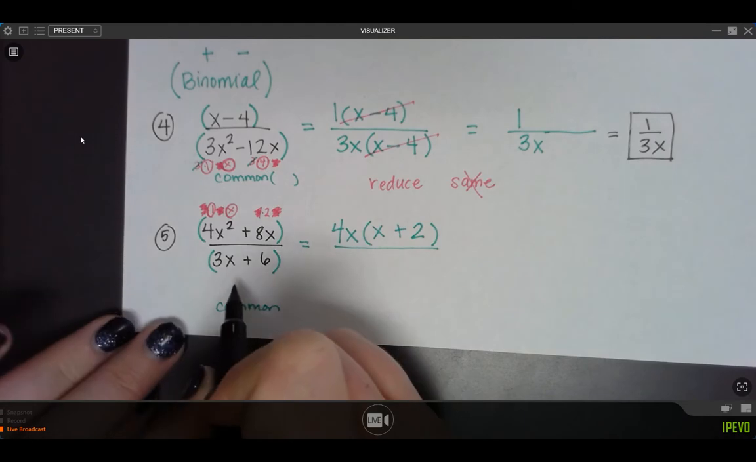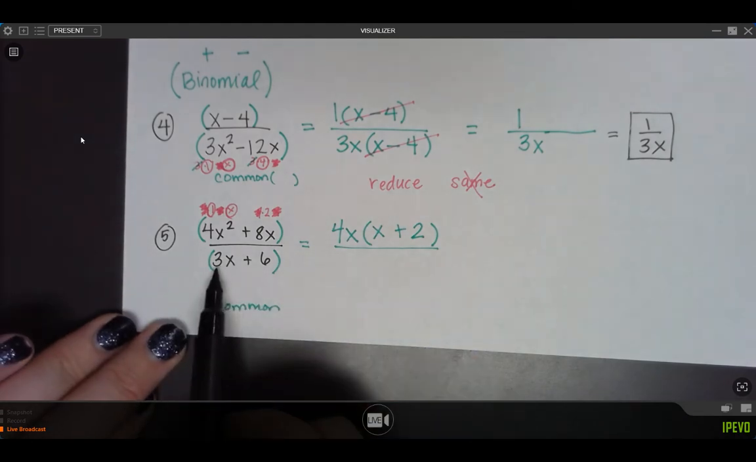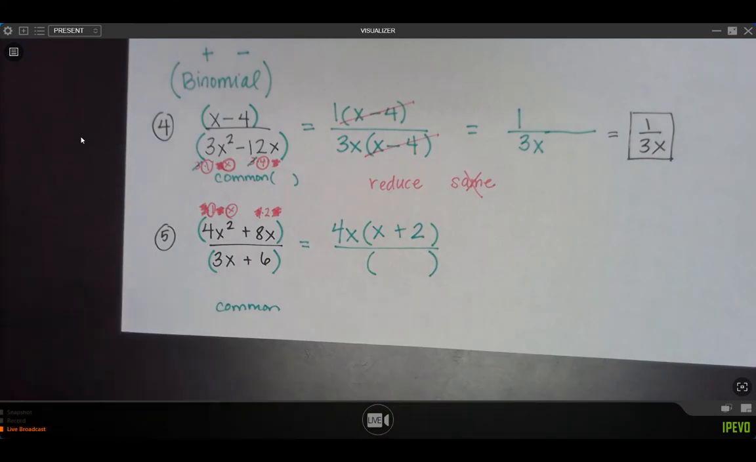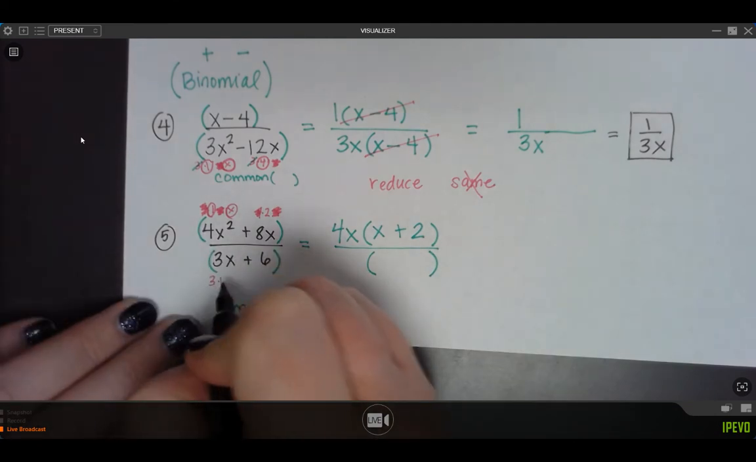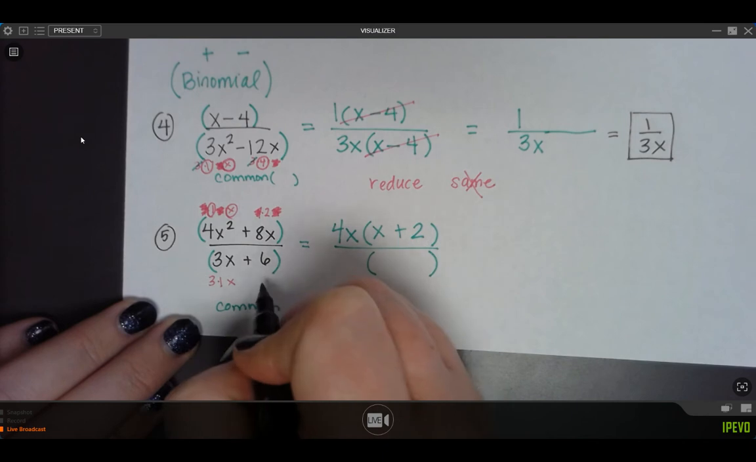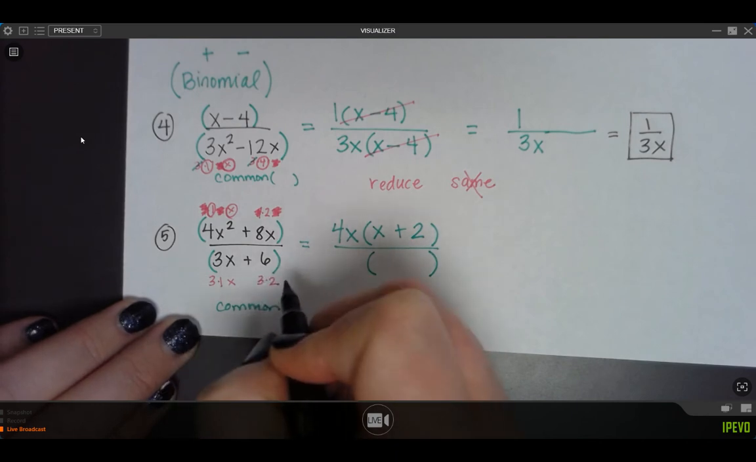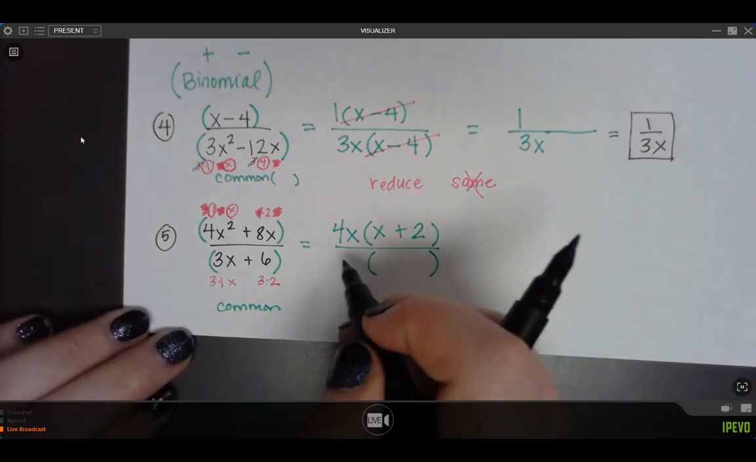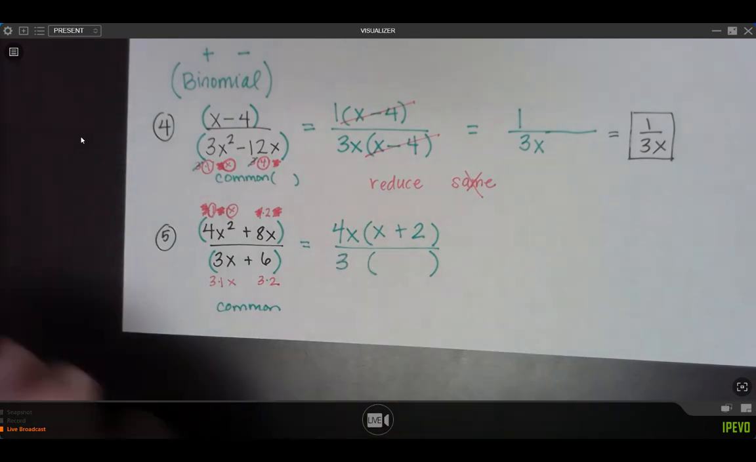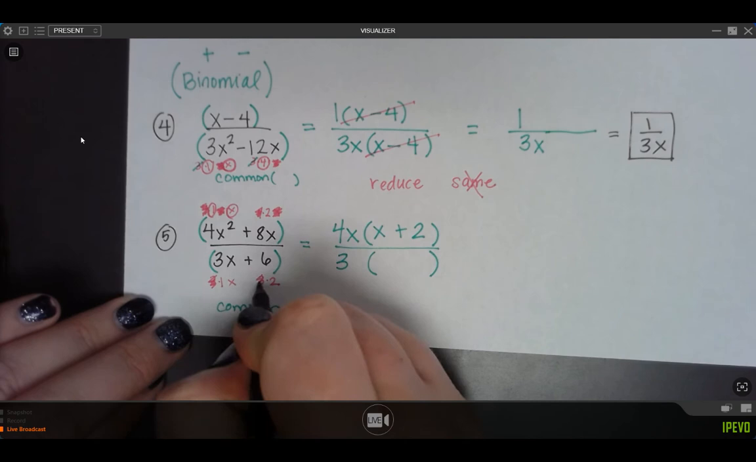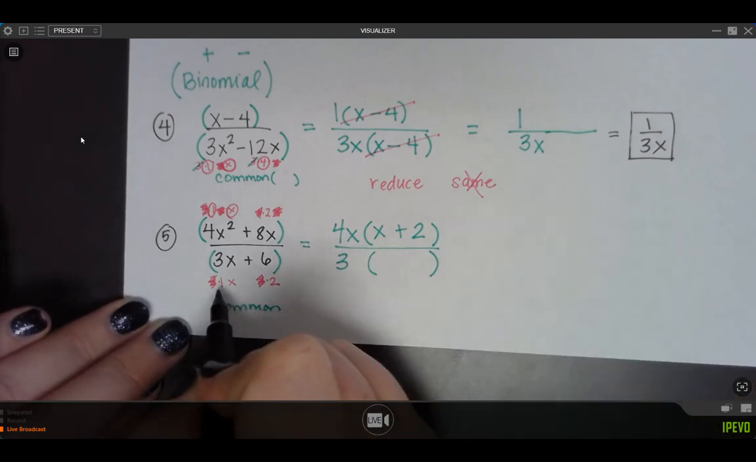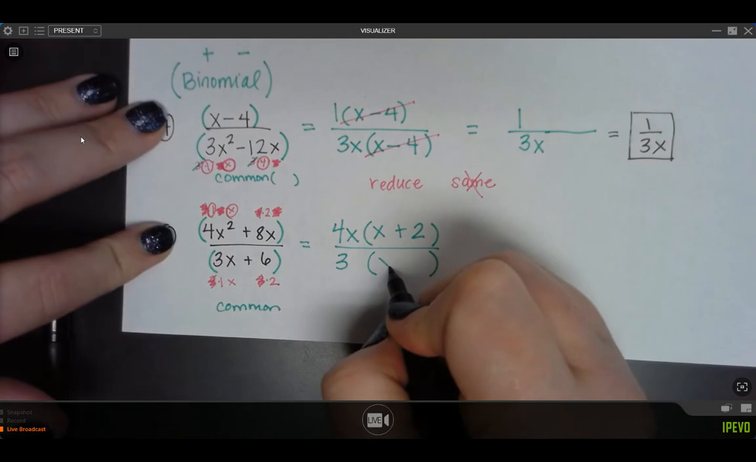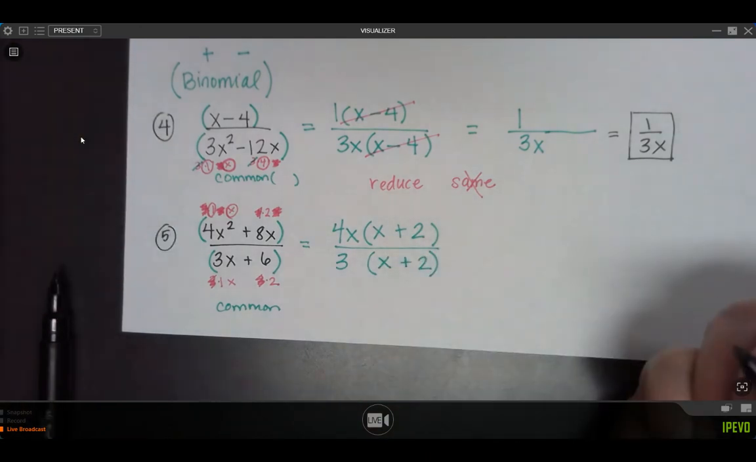All right, now I'm going to come down to the bottom. I'm going to look to see what 3x plus 6 has in common. So if I look at 3, I have 3 times 1 and an x. If I look at 6, that's 3 times 2. It looks like they both have a 3 in common. So I'm going to put the number 3 outside the parentheses. What do I have left over? 1x plus 2. So 1x plus 2.